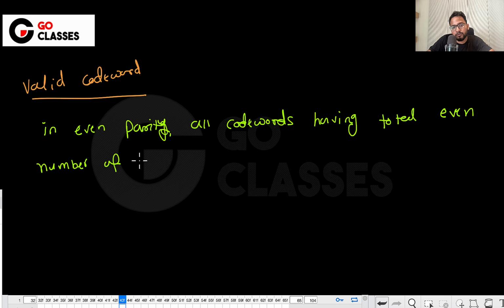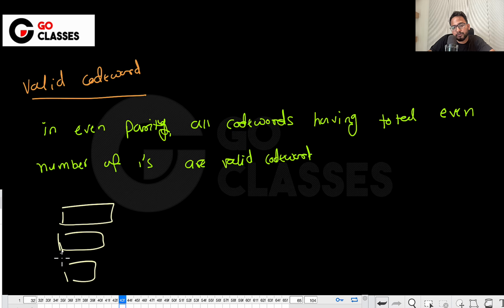Even number of ones are valid code words. So there are some set of valid code words. I mean, an even number of ones you can generate. Let's suppose these are the valid code words.